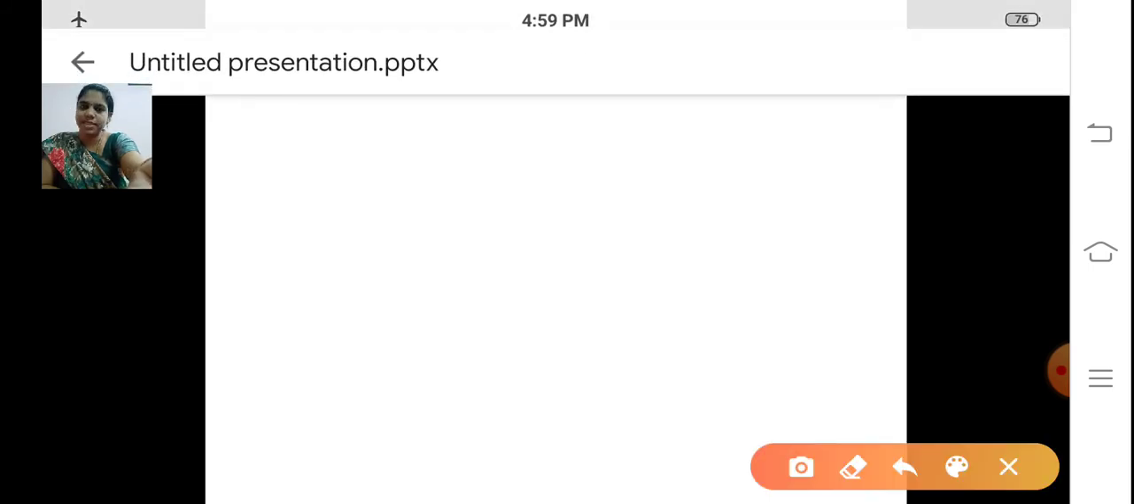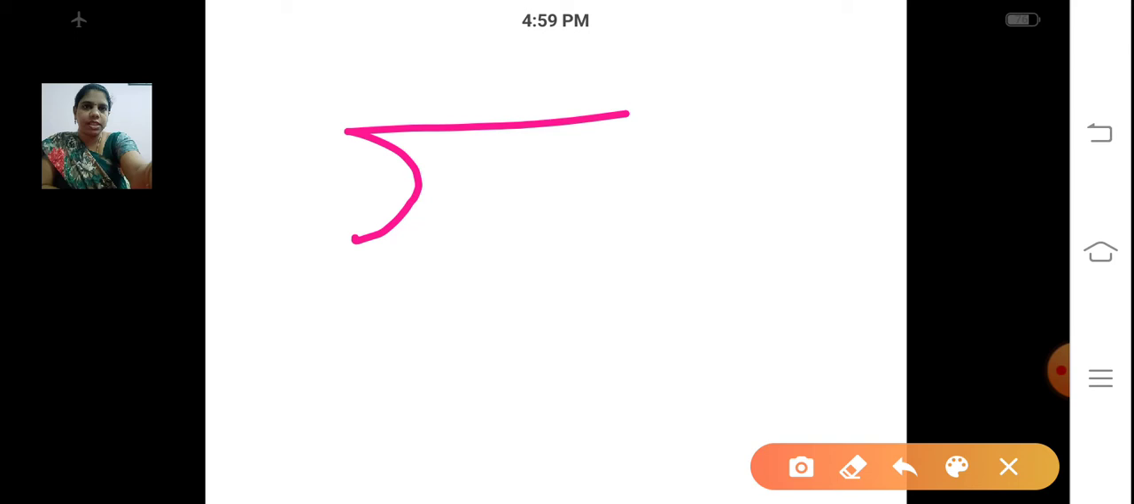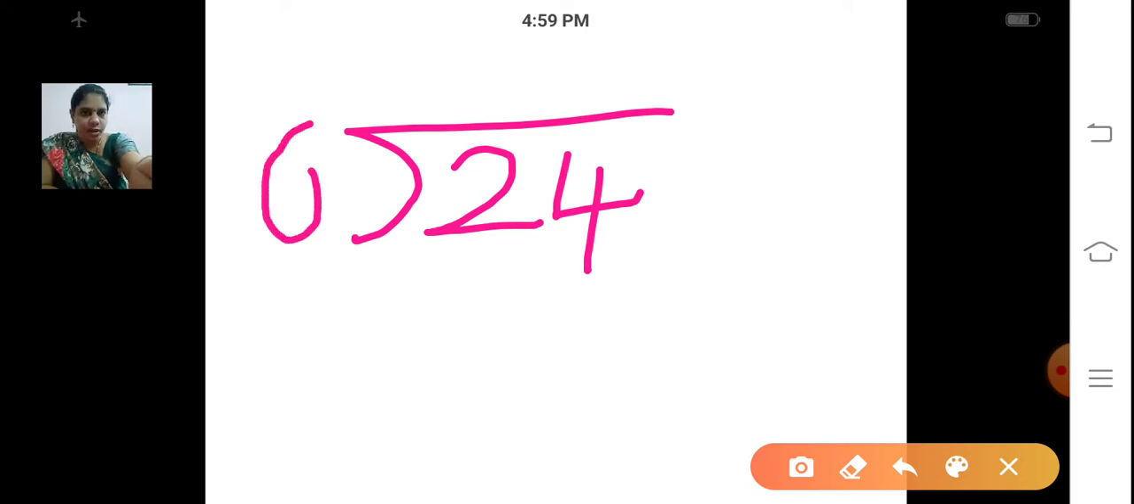Shall we divide this number now? 24 divided by 6 by long division method. Just do like this. So 24 the dividend, you write inside, and 6 the divisor, you write it outside. The number to be divided, that is 24. By which number we are going to divide? That is the divisor, 6. 24 is the dividend. The answer we get, that is called as quotient. Now we are going to divide 24 by 6.